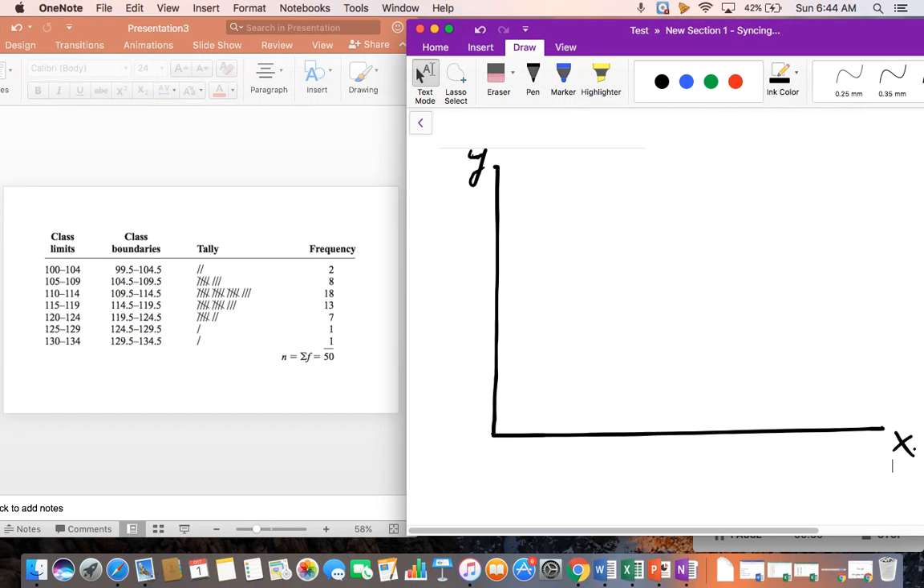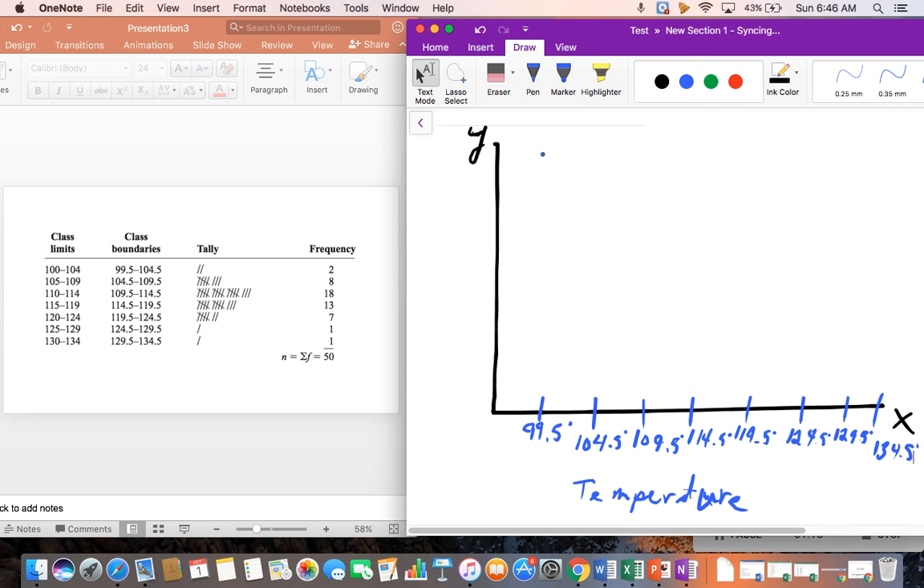When we create our ogive, we're going to start setting up our graph just like we would have for our histogram. Meaning that the tick marks along our x-axis are going to be our class boundaries. So we'll start with 99.5, and then we're going to make a tick mark for every one of the rest of our class boundaries. So I'm going to go ahead and do that now.